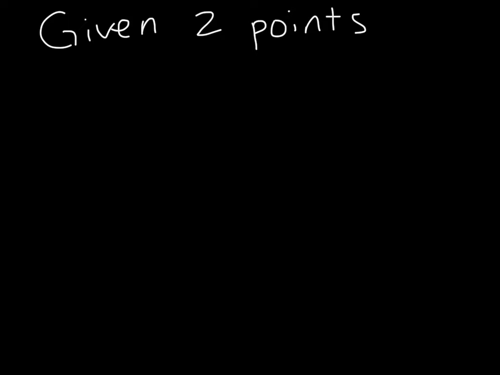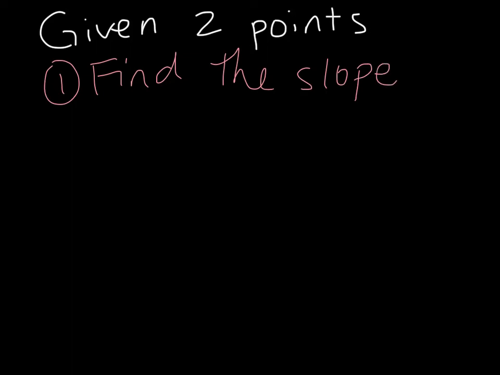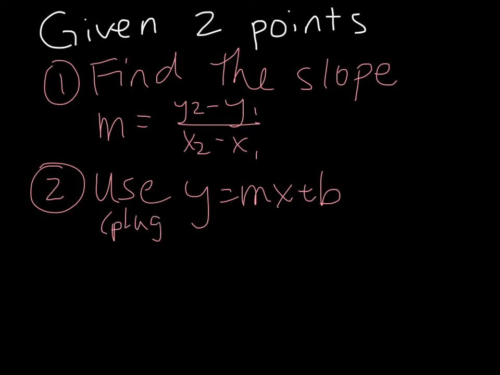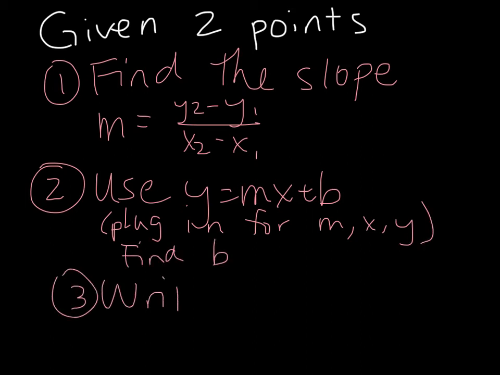Alright, now if we're given 2 points and we're not given the slope of the line, the first thing we're going to do is find the slope. And how do we find the slope from 2 points? We use the slope formula: y2 minus y1 over x2 minus x1. And then we do the same thing that we did before. Then we use y equals mx plus b. And we plug in for the m, for the slope, and for the x and for the y, we find b, and then we write our equation.